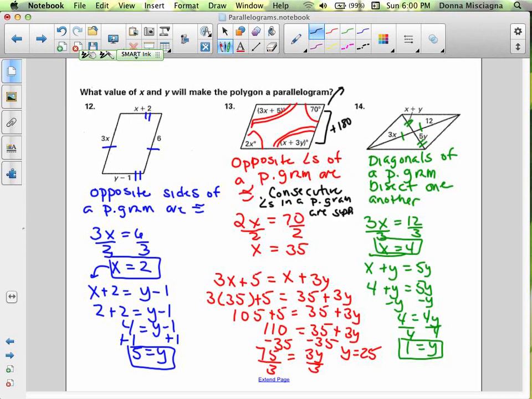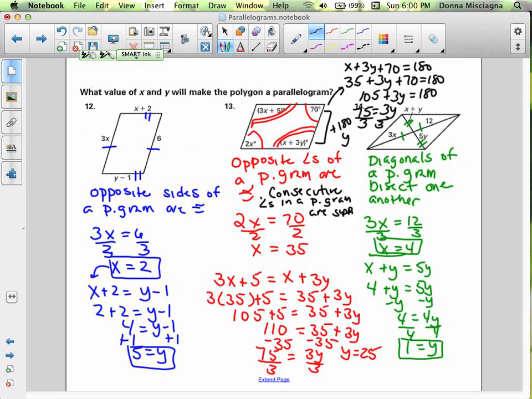So another way we could solve is we could do it this way. X plus 3y plus 70 equals 180. We know that x is 35. We already solved that. So 35 plus 3y plus 70 is 180. Add the 35 and the 70 together, and you get 105. Plus 3y is 180. Subtract 105 from both sides. 75 equals 3y. And then you get the exact same answer.